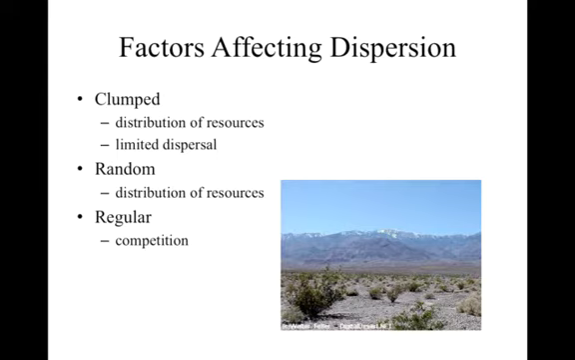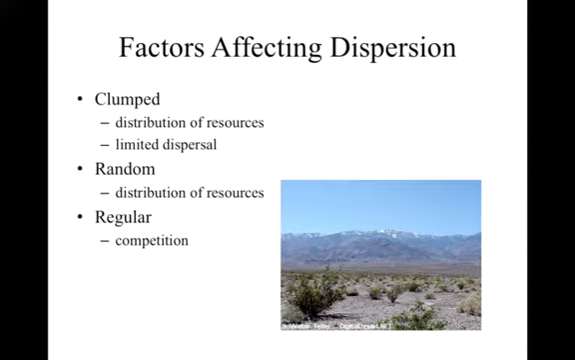You tend to get random dispersion based on the distribution of resources. So frequently resources are kind of scattered over the landscape just by chance, as if someone randomly threw them out there. And so in that case, you will get a random distribution of organisms that require those resources sort of spread out where those resources are.